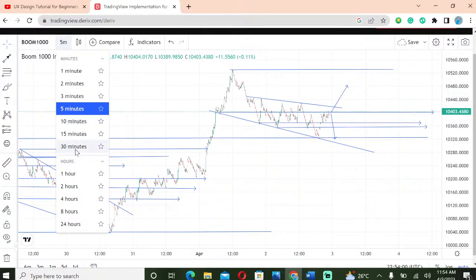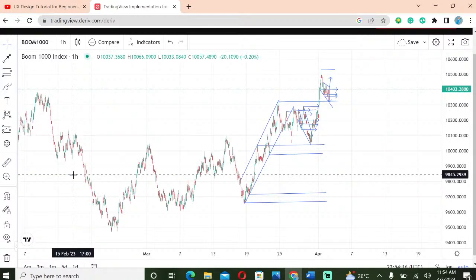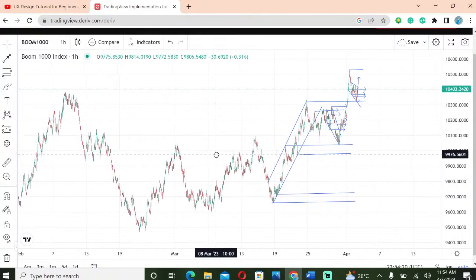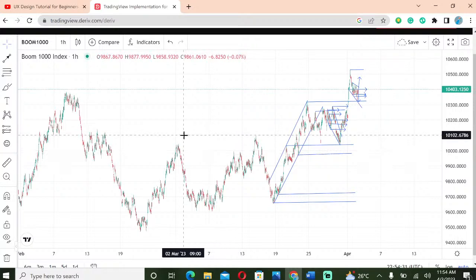So let's go back to our 1 hour where we started and check out how our trade is. Let's check out our 1 hour time frame. So yes, this is our 1 hour time frame. This is exactly how your chart will be on the 1 hour time frame when you finish identifying your technical analysis.